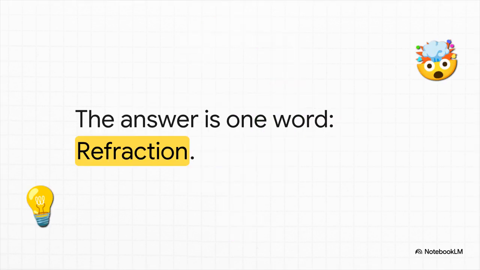And there it is, refraction. It's just one word, but this single concept explains so much. It's not just the bent straw, it's why swimming pools always look shallower than they really are, and it's even how raindrops can split sunlight into a perfect rainbow. It's a fundamental rule of light that has some truly beautiful consequences.